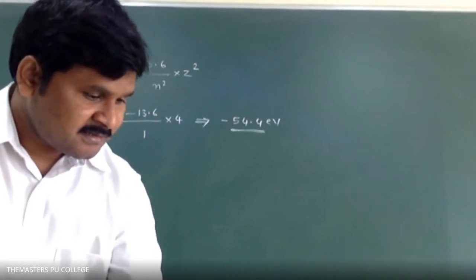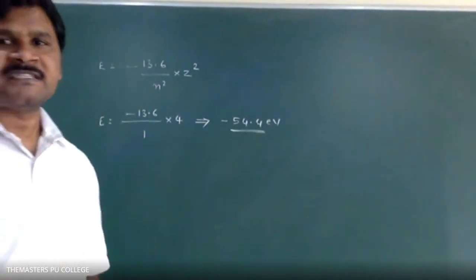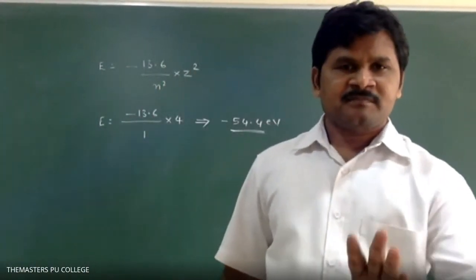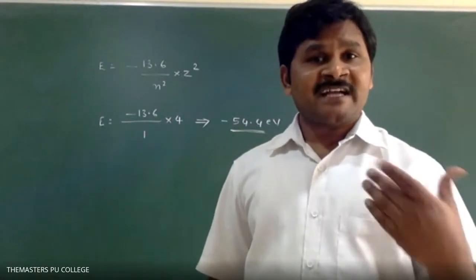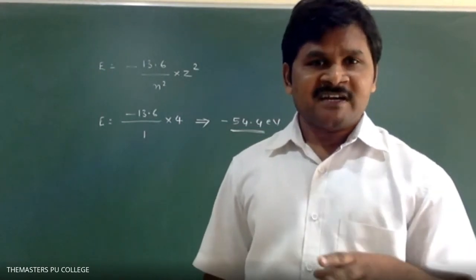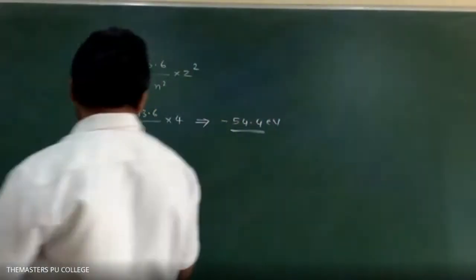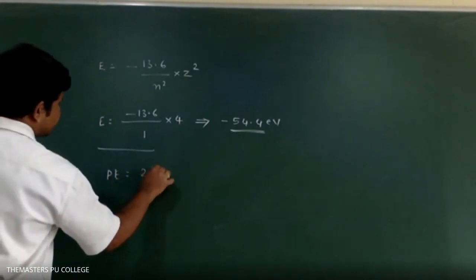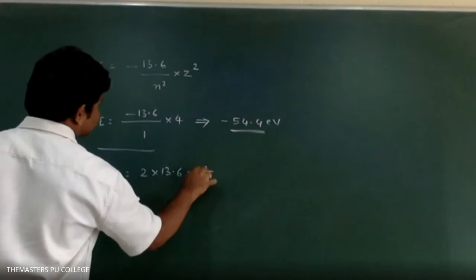Next, the potential energy of the first orbit of the hydrogen atom. Please listen. Potential energy is equal to 2 times the actual energy of hydrogen. What is the actual energy of hydrogen? 13.6. So that's why we can write that PE is equal to 2 into 13.6 into n square.